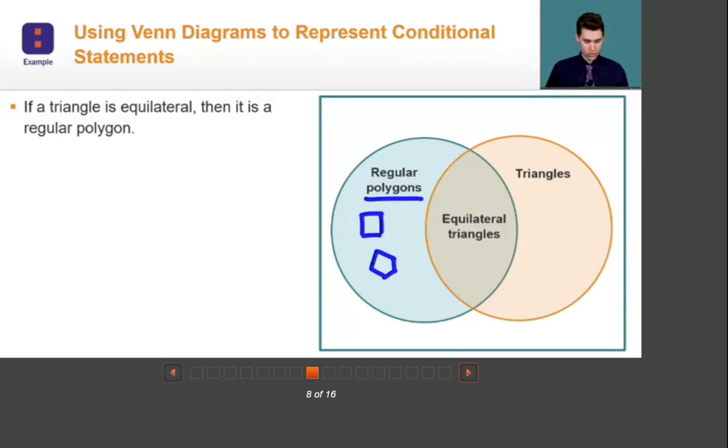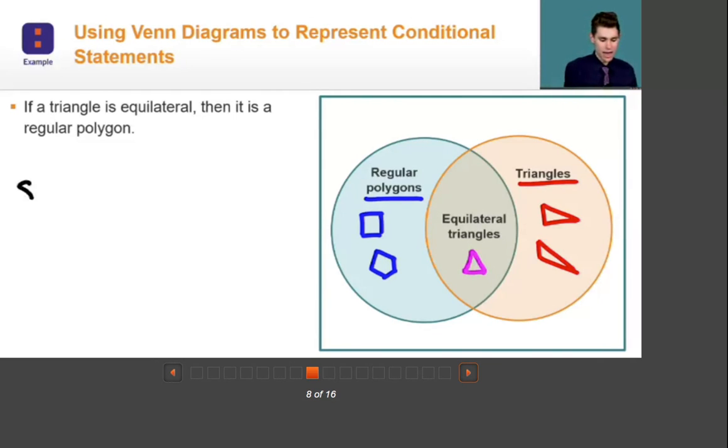We also have a circle here in orange that represents the set of triangles. Now, some triangles are not regular polygons, like right triangles or scalene triangles. Now, the intersection of these two sets here represents equilateral triangles. They're the only type of triangle that is also a regular polygon. So this Venn diagram represents the conditional statement, and we can also make other statements based on this Venn diagram.